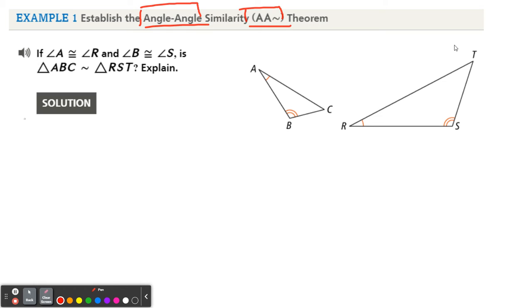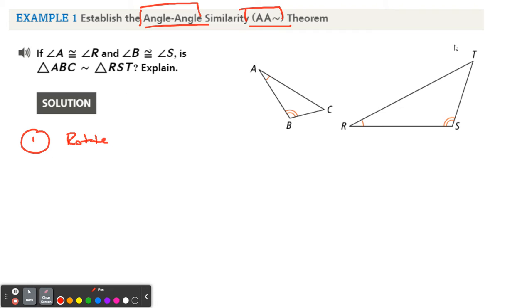Let's explain. Okay, well, what we're going to do here is take triangle ABC and try to map it onto triangle RST. All right, so this is going to be done through a similarity transformation. So first step, we're going to rotate and translate. So you can see that A is down here in the bottom left, and B would then rotate so it's in the bottom right, so that A and B line up with R and S.